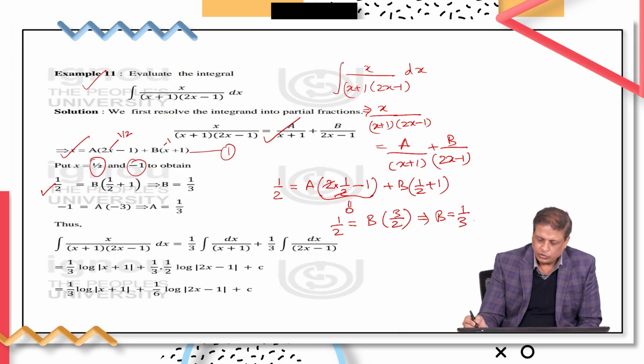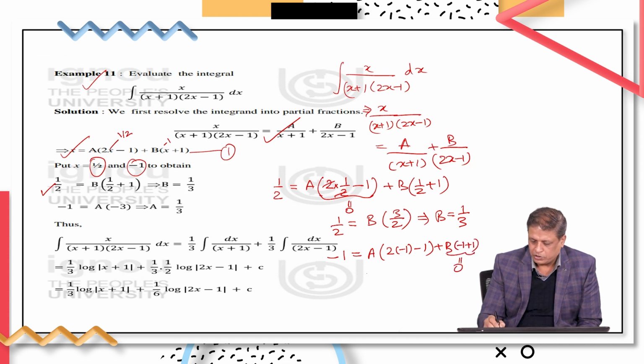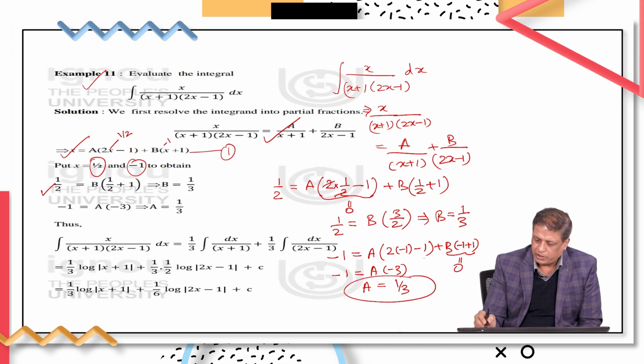Now, similarly, for x is equal to minus 1, in this equation number 1 will be simplified to a into 2 into minus 1 plus b into minus 1 plus 1. As a result of which, this component will turn out to be 0. You will be getting minus 1 equal to a into minus 3. This implies a is equal to 1 by 3. So, you got a is equal to 1 by 3 and b also equal to 1 by 3.